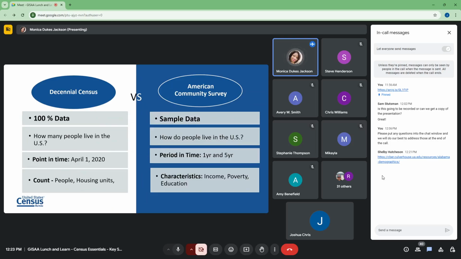With the American Community Survey, it is sample data. It's telling us how people live in the US. It's period in time. So we'll say how was someone living over the last year or the last 5 year period. And then we're looking at characteristics such as income, poverty, and education.